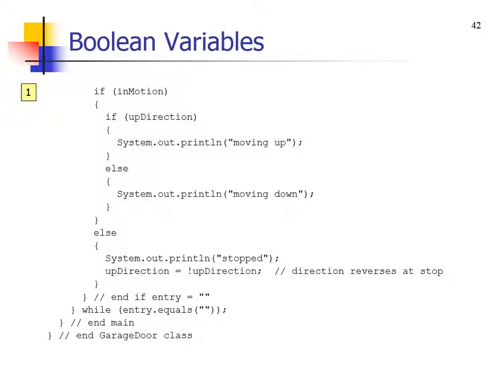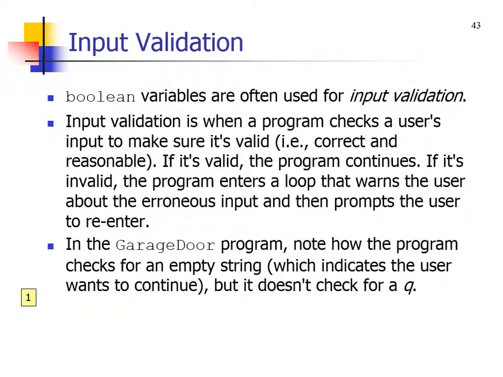You'll see it. If it's in motion, then it does this. Else, it's going to do this. Y'all see that, right? This is a nested if. If in motion is false, it's going to jump down here. If it's true, it's going to say whether it's going up or down. Does it make sense?